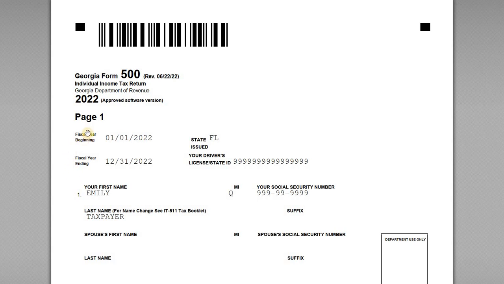For this video, I want to go through a sample Georgia Form 500, which is an individual income tax return. And this return can be filed for residents, part-year residents, or non-residents of Georgia. And in this example, we're going to look at a part-year resident return. So our taxpayer here started the year off living and working in Georgia and then moved to Florida.